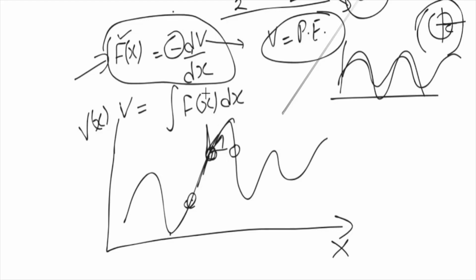And dv upon dx shows us the slope of the hill. At the top of the hill, and at the bottom of the hill, there is no slope. So it means dv upon dx is equal to 0 at the top of the hill and at the bottom of the hill. So it means no force is here or here.